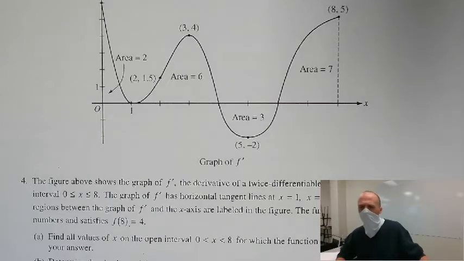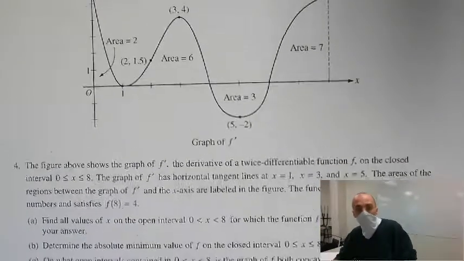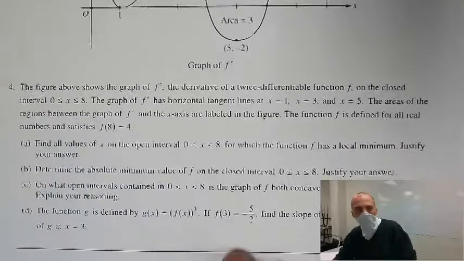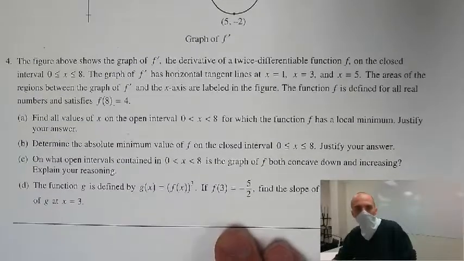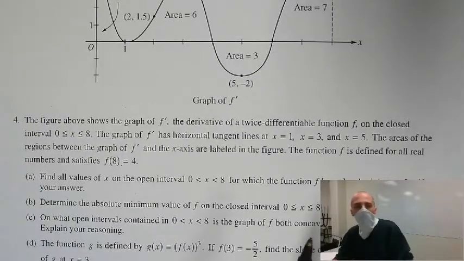I was just looking at one year of Calc BC free response that didn't have this type of question on it. They must have been hammering them with it in the multiple choice, because it's nearly guaranteed that you're going to see one of these. So, the figure above shows the graph of f prime, which is the derivative of f. F prime has horizontal tangent lines at 1, 3, and 5, although I don't know that that's actually going to matter. Oh, yeah, for concave down, I guess that's going to matter. And the areas of the regions are labeled in the figure.